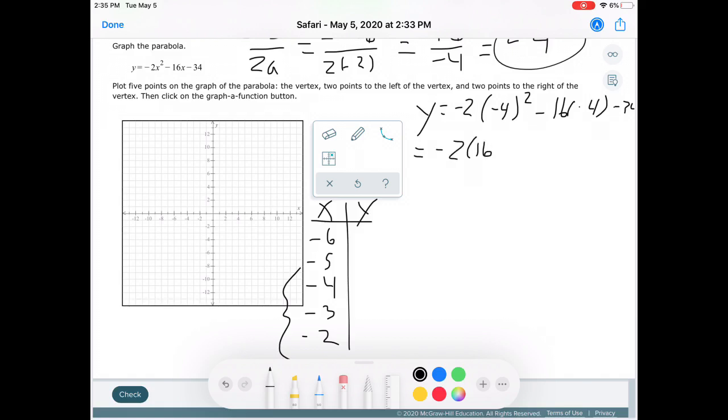So we've got negative 2 times 16. Negative 16 times 4. Little trick to multiply by 4, double it twice. So you double 16, you get 32. Double 32, you get 64. So we've got minus 64 there, minus 34. And all of these end up being negative numbers here. So it's really just adding them all up. So this gives me negative 96.